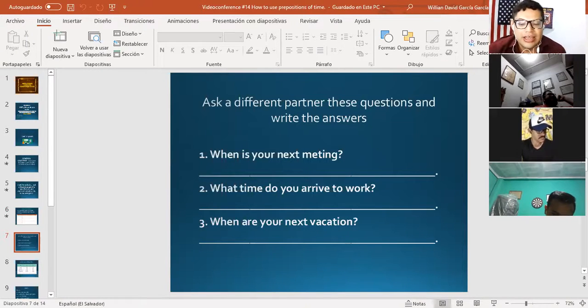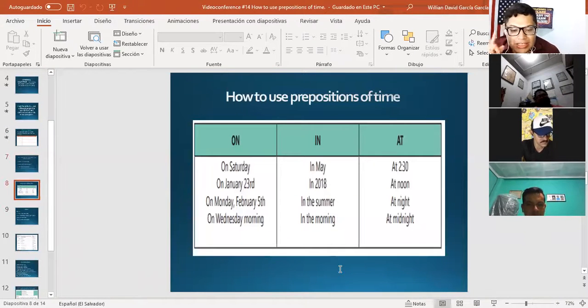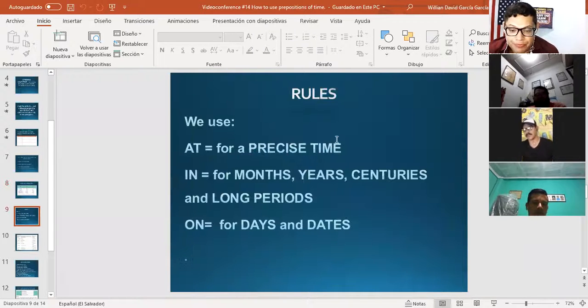Me gustó bastante que la mayoría hizo esta actividad. You practiced this activity, you worked in this activity, and that was fantastic. Teníamos acá el uso de las prepositions. Trinidad said that we were talking about on, in, and at. Hablando un poquito acerca de las tres prepositions, son preposiciones y las tres se enfocan en el tiempo, así que vamos súper bien con esto.